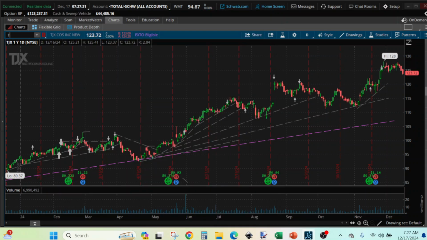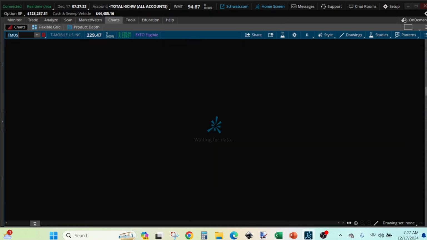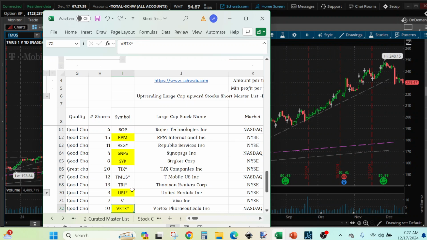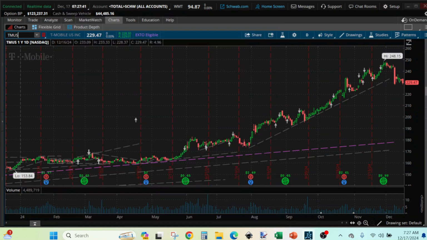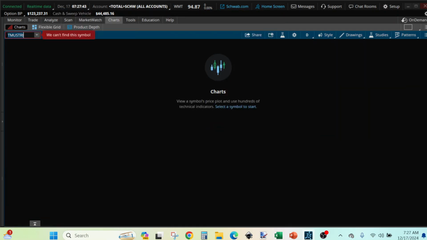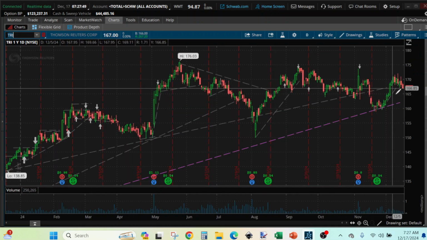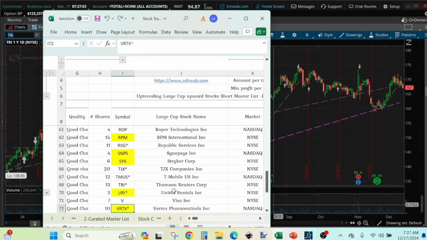TMUS. So TMUS, we like to buy it at this line. It's nowhere near it just yet. TRV, we like to buy it at the purple line. It's getting there. The next one is URI.